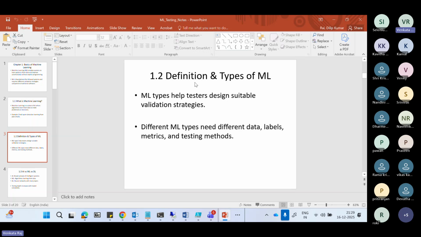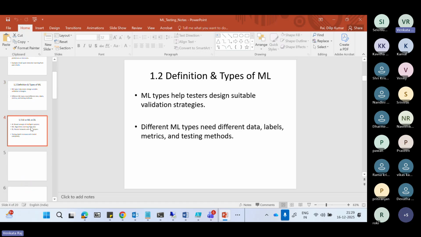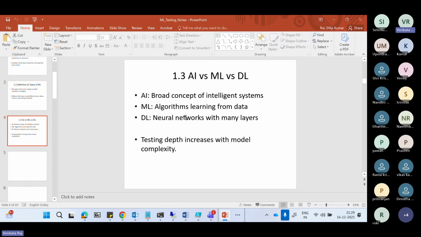So different types of machine learning help the tester design a suitable validation strategy based on what machine learning algorithm is being used in the organization. Based on the type of machine learning or algorithm, you have to design your validation strategy, which metrics you want to use, which metrics you want to discard, and what feature engineering you need to do. Okay, so we'll start with those one by one.